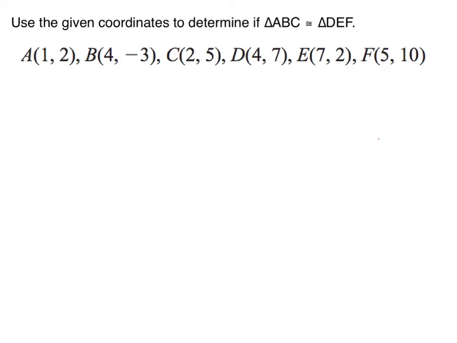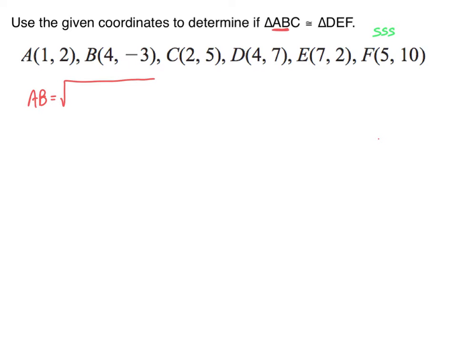If I want to prove these two triangles congruent, I have to use side, side, side. So I've got to prove the length of each side is congruent. I'm going to start by finding the distance for AB. So AB is going to be the distance formula.